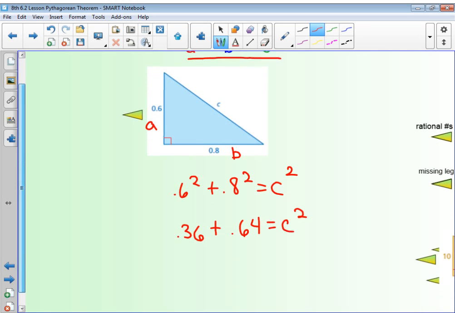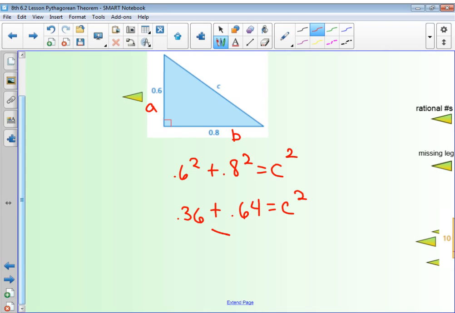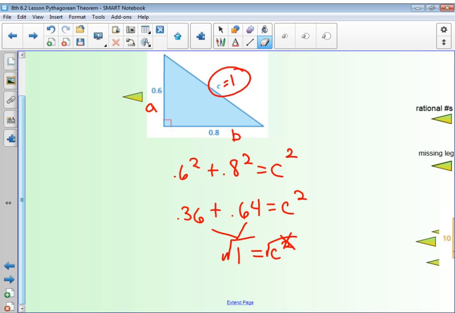Okay, so now following my order of operations still, I'm going to go ahead and put these together. And when I do that, I get 1 equals C squared. Final step is we want to go ahead and do the square root to get rid of that exponent. Oops, square root of 1 is 1. So we just found out that C equals 1. Okay, that's the only time that you're going to have the same answer, if you have the square root of 1, then your answer would still be 1. Otherwise, you'll always get a different number.